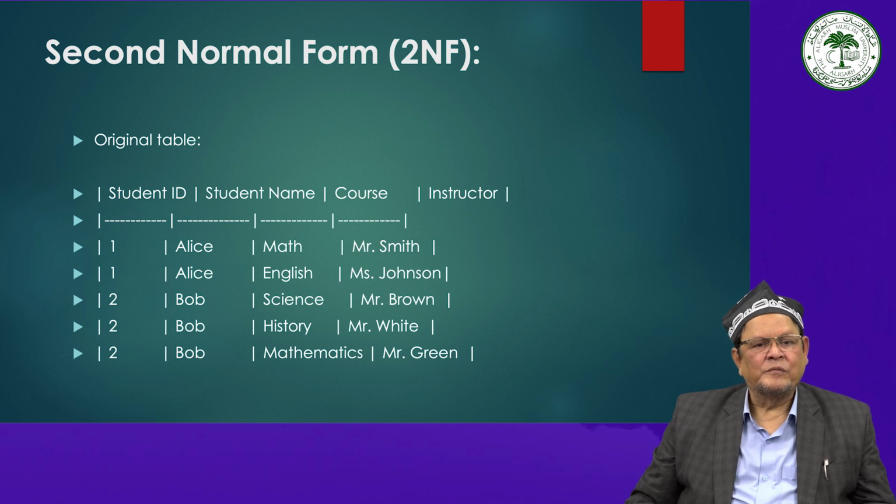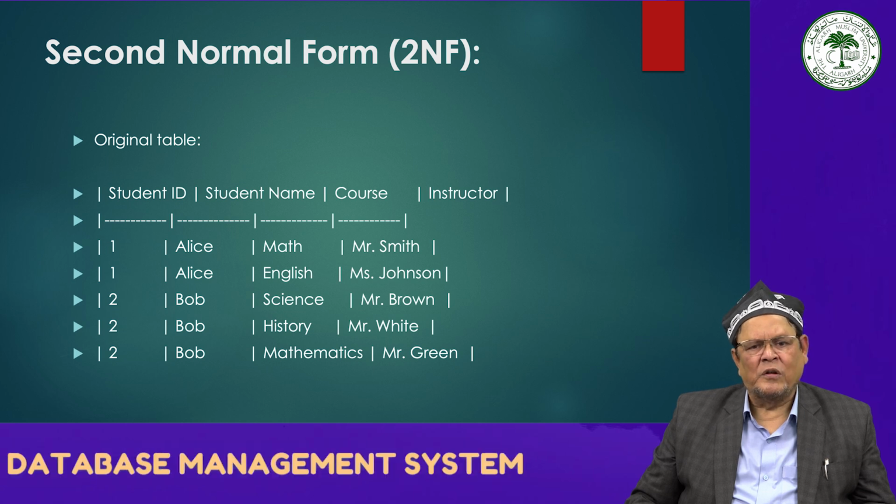Second normal form. Second normal form requires that the table is in first NF and all the non-key attributes are fully functionally dependent on the entire primary key. Expanding on the previous example, suppose we now include the instructor for each course in the first normal form table. The instructor depends on the course, not the entire primary key, student ID and course.